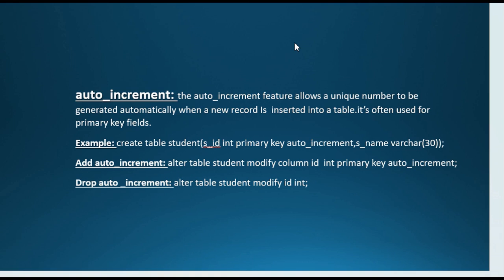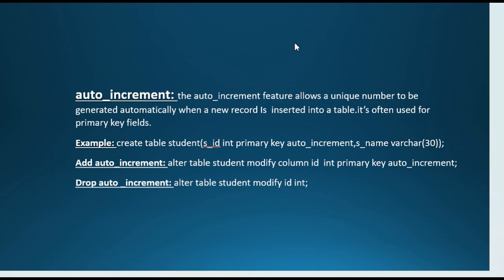So auto increment is used to automatically generate a unique number for a column. It is commonly used with primary key columns. This is the feature that allows a unique number to be generated automatically when a new record is inserted into a table. So it's often used for the primary key fields.